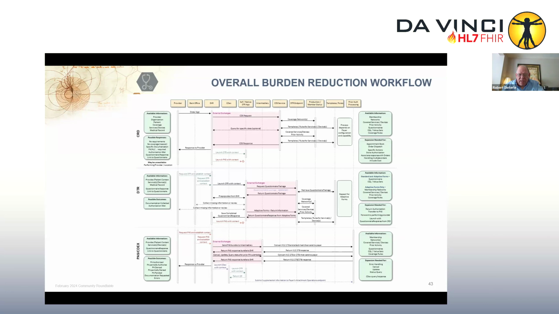So order sign has to trigger this. Response to the provider has to go back into the EHR or go back to the provider. And what we've done in the green boxes is indicated the information that needs to be available when each of these interactions take place to support the interaction information requirement. Next slide, please.